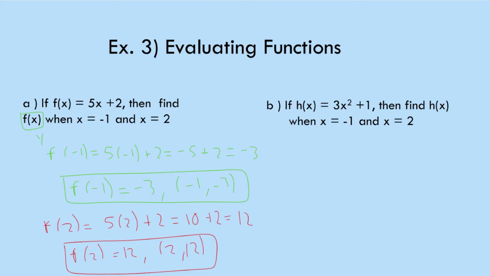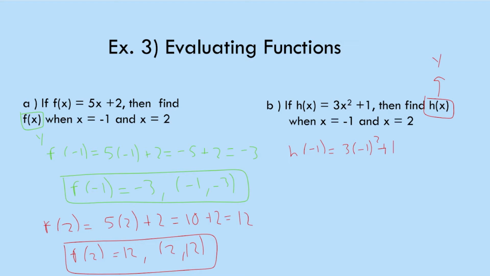It says then find h of x, but we're not going to fall for it. H of x is also known as what letter? It's known as y. So all they're asking us is to find the y. But if you want me to find the y, you have to give me the what? You have to give me the x. So I'm going to plug it in, and this is what I'm going to get. I'm going to get h of -1 is equal to 3 parentheses -1 squared plus 1.